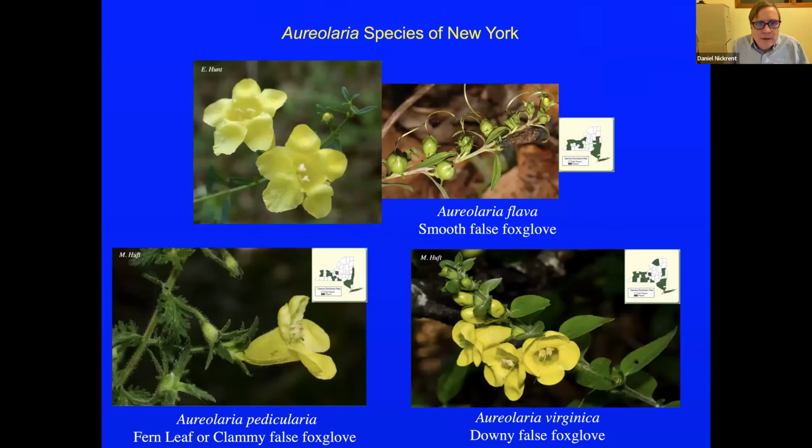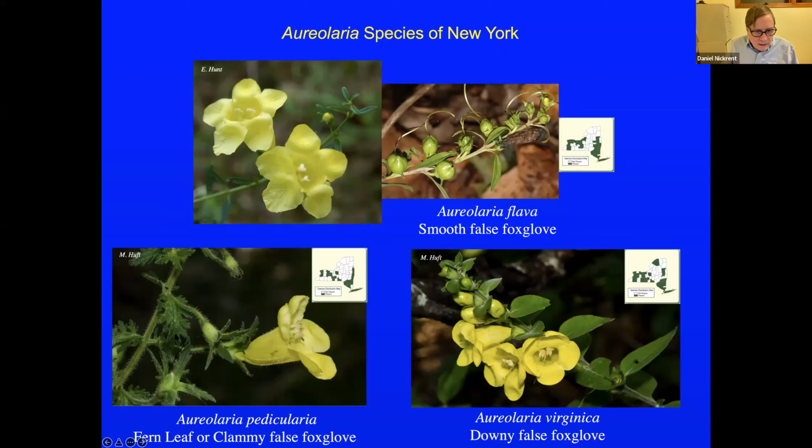Now, another segregate of that old genus Gerardia is this one, Aureolaria. These are some of, I think, our most beautiful wildflowers, these big bumblebee-pollinated yellow flowers. Have you seen these in the field? Aureolaria, this is a common one, Aureolaria flava, the smooth false foxglove.